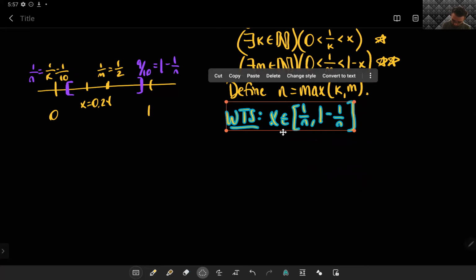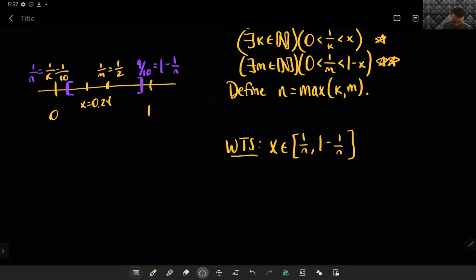So maybe I'll scoot that down. What does it mean for n to be the max of these two? Well, if n is the maximum of k and m, it's definitely greater than or equal to both of them. n is greater than or equal to k, and n is greater than or equal to m. See, that agrees with your intuition.